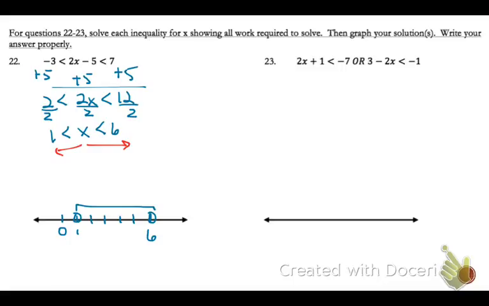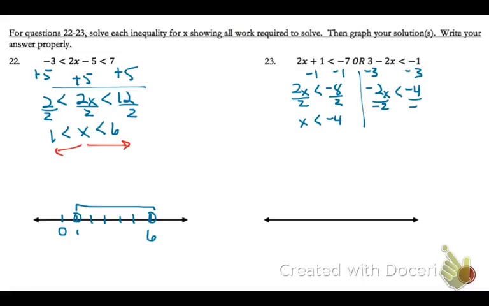Now here we've got an OR situation, so we're going to have to solve each of these inequalities one at a time. So we'll subtract our 1, and we'll get 2x is less than negative 8. Divide by 2, so x is less than negative 4. Here we'll subtract 3 from both sides, so negative 2x is less than negative 4. Divide each side by negative 2, so x is greater than, I need to switch my inequality, positive 2.